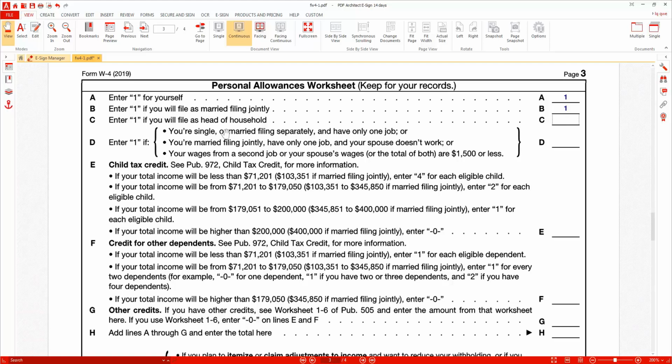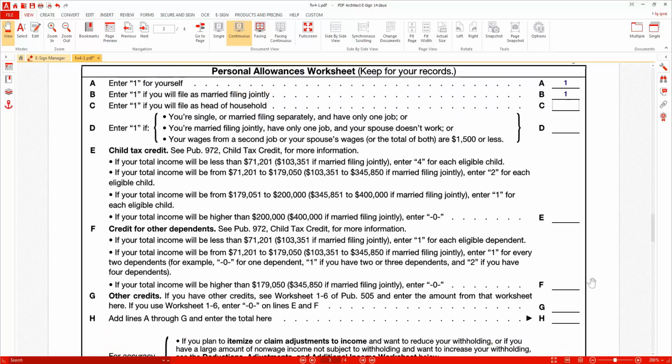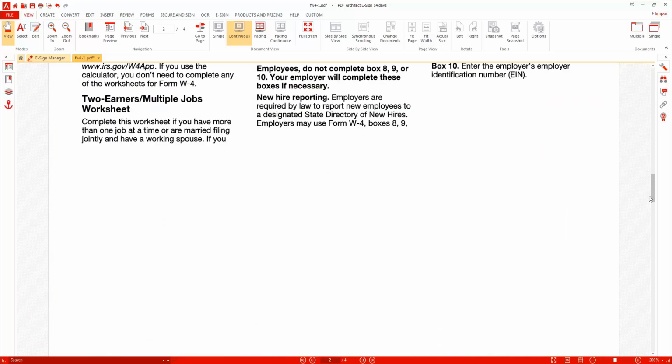It says enter one if you're single or married filing separately and have only one job, or you're married filing jointly, have only one job, and your spouse doesn't work, or your wages from a second job or your spouse's wages are $1,500 or less. Well, if you and your spouse work, you're not going to put anything there, right? Child tax credit, credit for dependents: we're going to assume we don't have any children. So our total here is going to be what? 2.